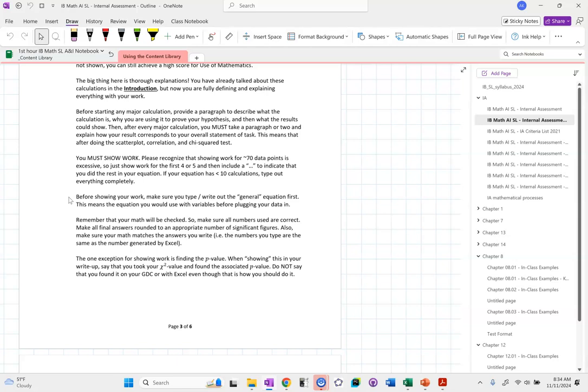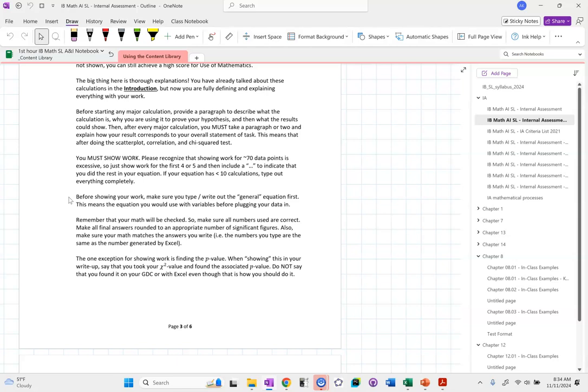Remember that your math will be checked, so make sure all numbers you've used are correct. Make all the final answers rounded to the appropriate number of significant figures. Also, make sure your math matches the answers you write, i.e. the numbers you type are the same as the numbers generated in Excel.